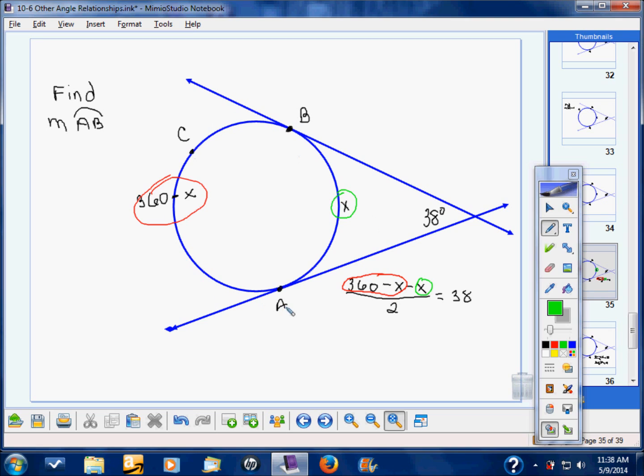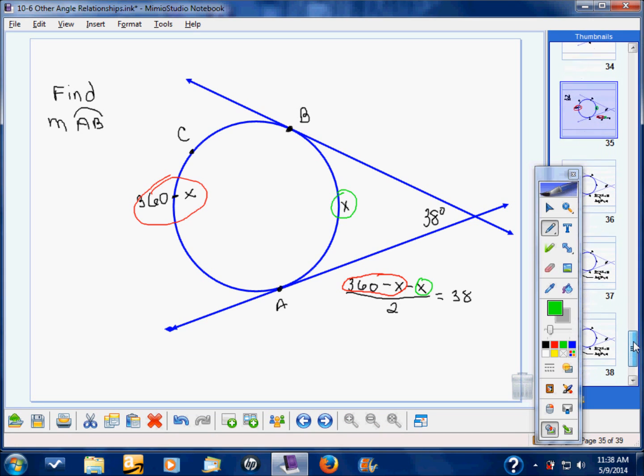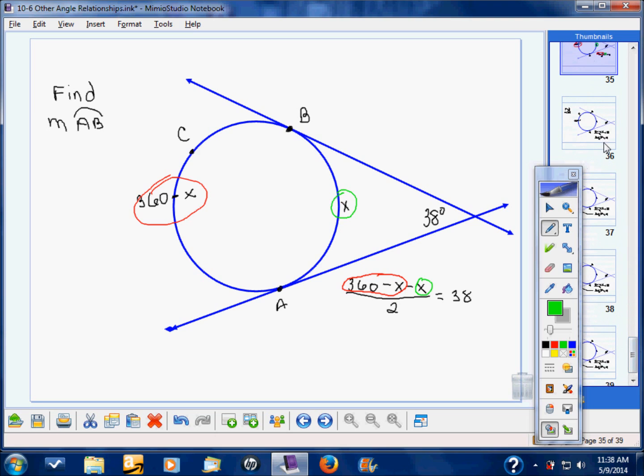This piece is 360 minus x. This piece is just a plain x. Do we have to subtract? Yep. You have to subtract because the intersection comes outside of the circle. So this is a good problem. It just makes you have to think it through.